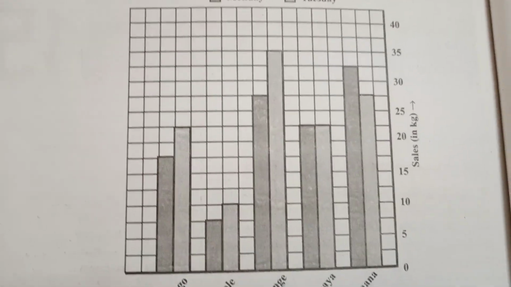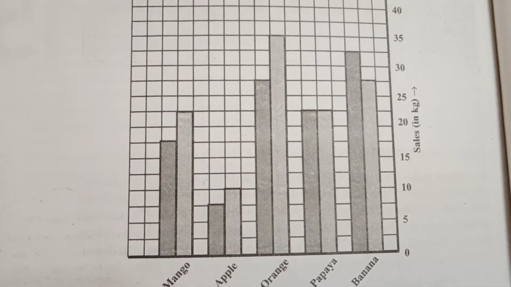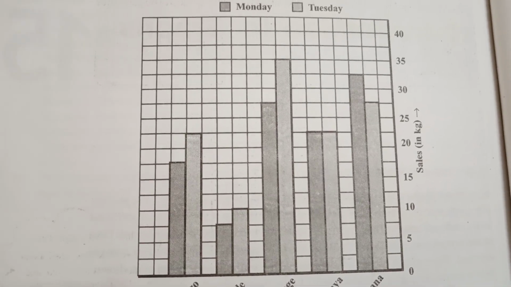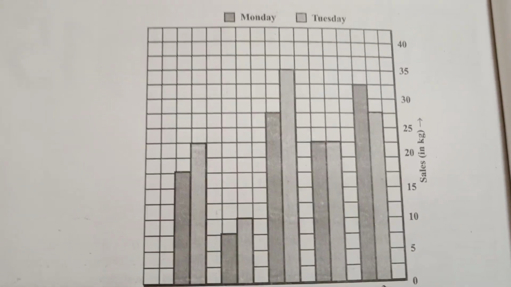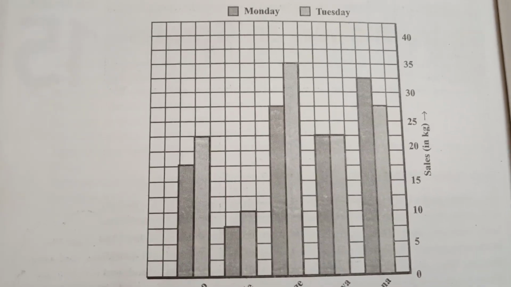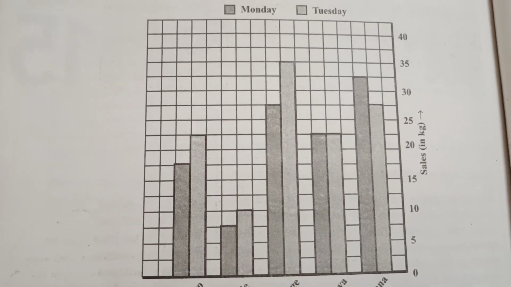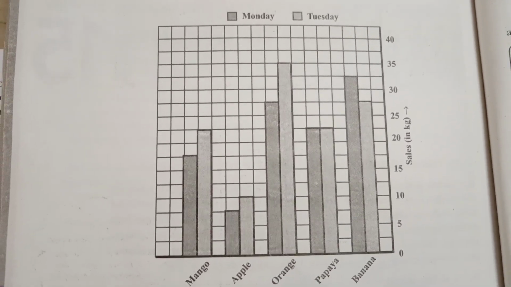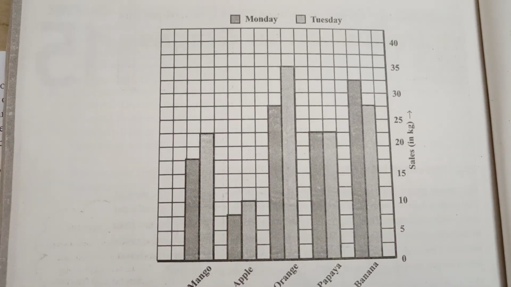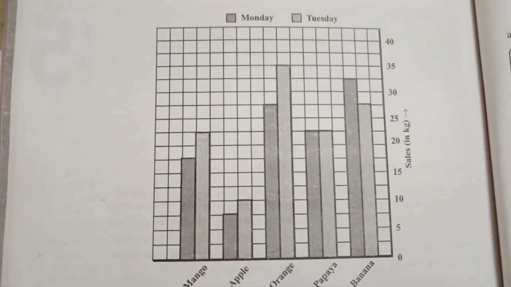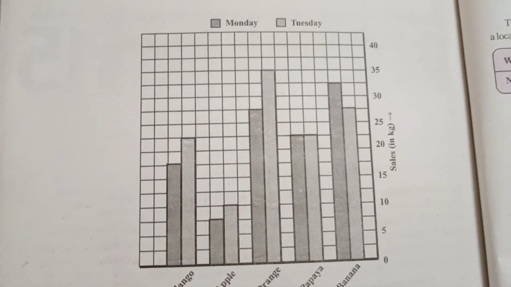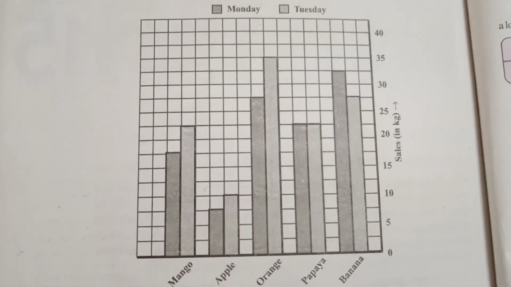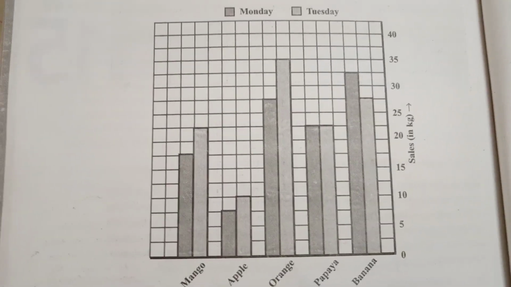The comparison of all the fruits, mango, apple, orange, papaya, bananas, how they have been sold, was recorded and represented in a double bar graph. So you can clearly observe on which day more people have purchased. Mango they purchased more on Tuesday, and apple on Tuesday only. Oranges they purchased more on Tuesday only. But papaya is showing equal, and banana they purchased more on Monday. So this is how we can compare using a double bar graph.